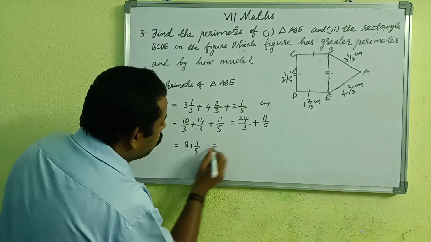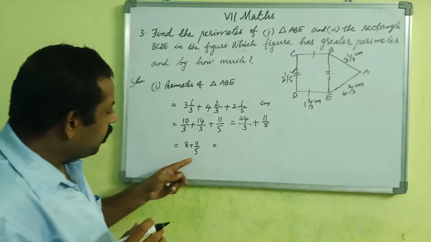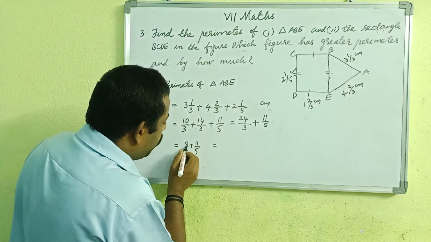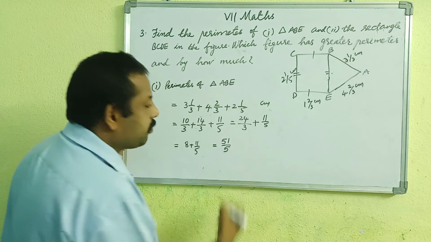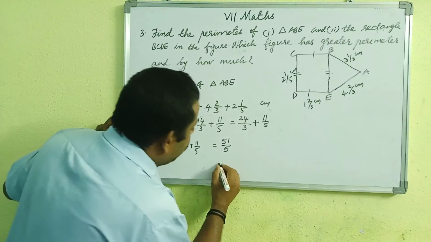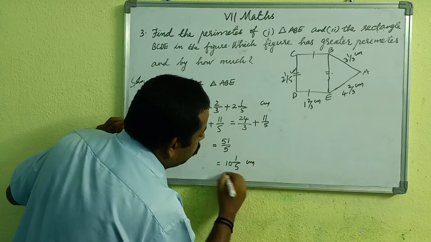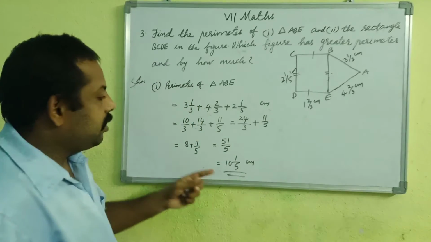This can be easily solved. Actually you can write 5 8s are 40. 40 plus 11, 51/5. Okay, 51/5 means 10 1/5 centimeters. 5 tens are 50, 50 plus 1, 51/5.